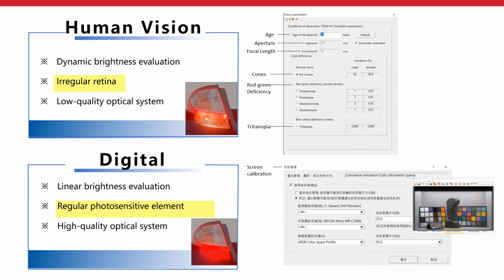In this area, SPEOS is able to set the vision parameters such as age, aperture, focal length, and red-green deficiency. Next, we are able to do a screen calibration where we can simulate the luminance.